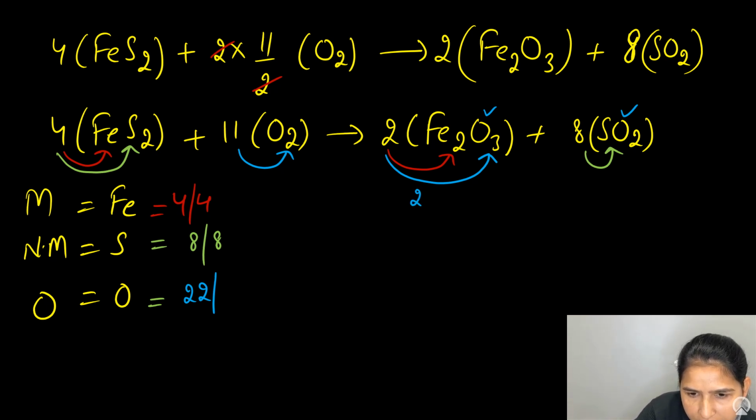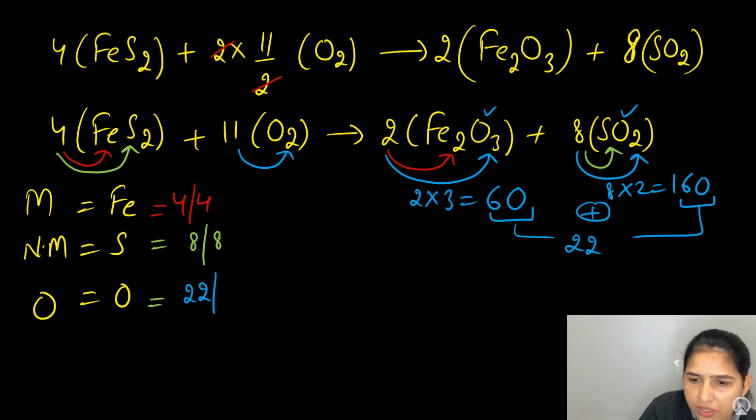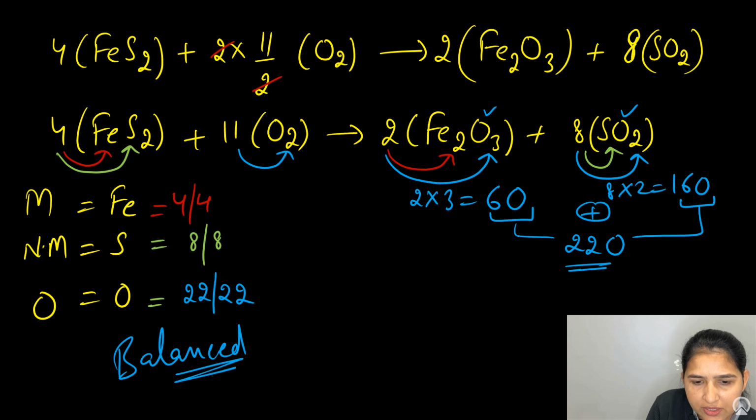Now in this case, it's going to be 2 times of 3, 6 oxygen here, and 8 times of 2 will give you 16 oxygen. So if I'm going to add them up, what I'm going to get is collectively, on the addition of this, I am going to get 22 oxygen. Yes, so I got this as balanced equation. Hope it makes sense. Now for more practice, let's go to the next example.